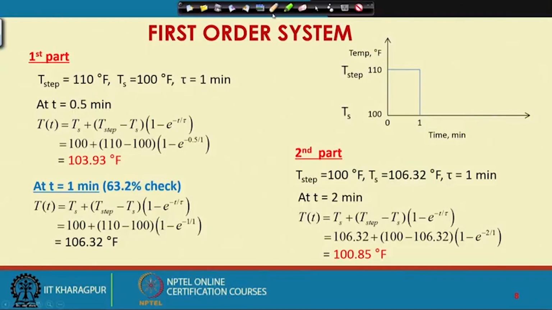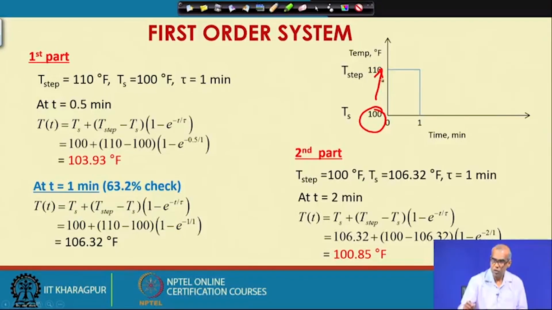So, initially the thermometer was in a 100 degree Celsius medium. I suddenly give it a step input of magnitude 10 by bringing it to a medium or water bath of 110 degree Celsius. So, keep it there up to 1 minute, and then again give a falling step input by bringing the thermometer back to a water bath of 100 degree Fahrenheit.